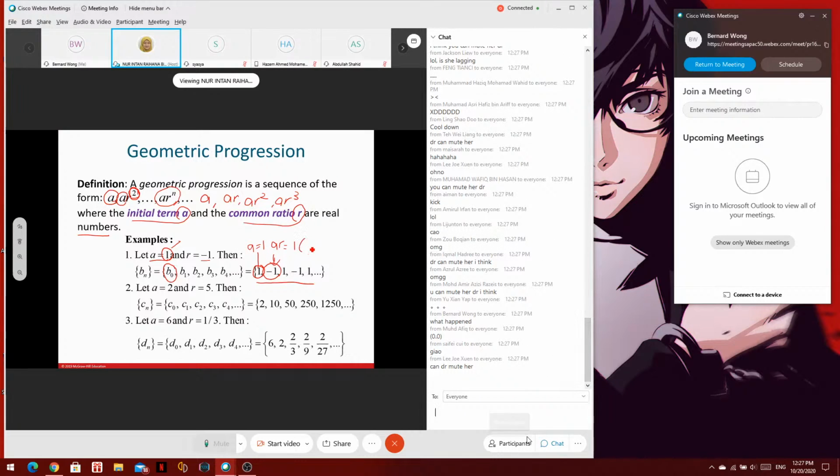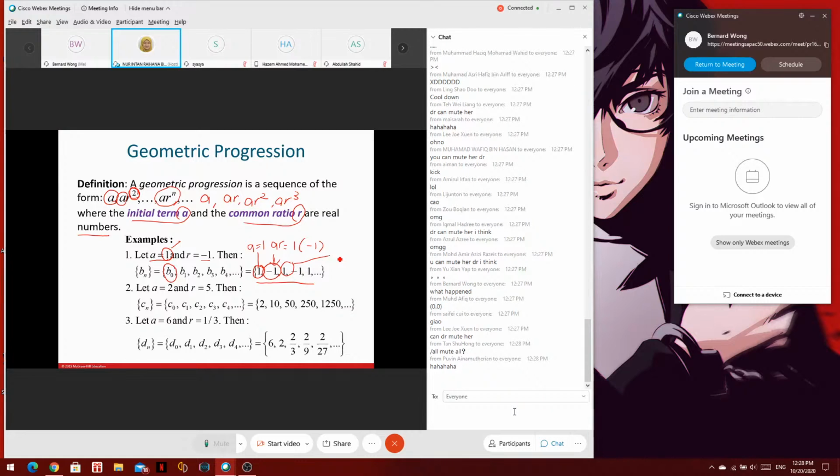So 1 times -1 means -1. And this one is ar to the power of 2: 1 times -1 to the power of 2 means 1, and so on and so forth. So there is a mistake in here, so we use this list. And for example number 2 and number 3, I hope that you can go through by yourself.